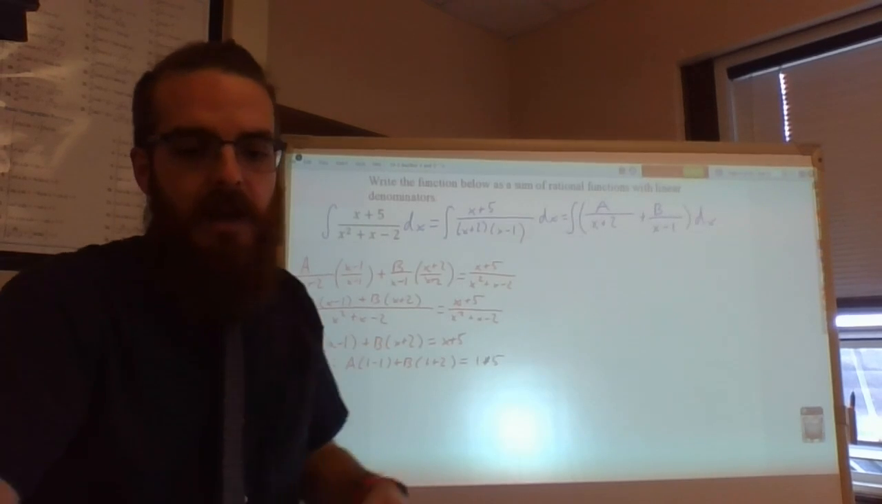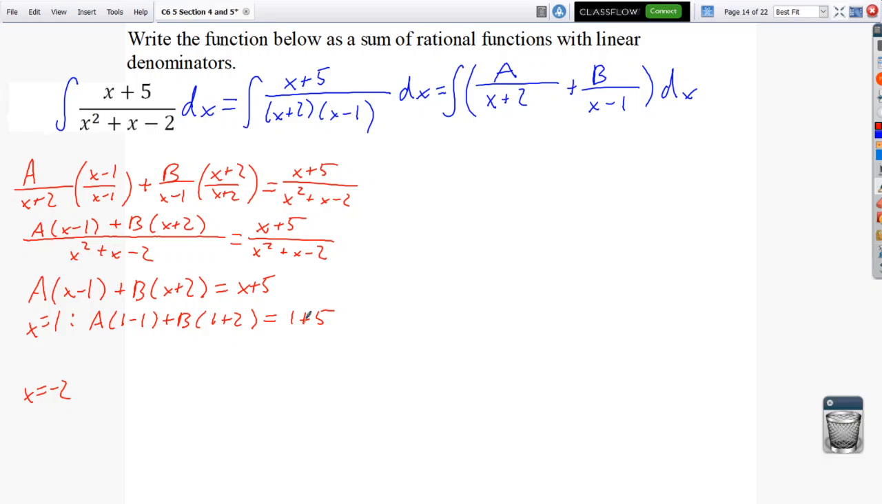I had to turn on my webcam so you could see what I was covering up, because I used my hand for that one. This becomes 3b is equal to 6, which means b equals 2. So I can find out my b really easily.